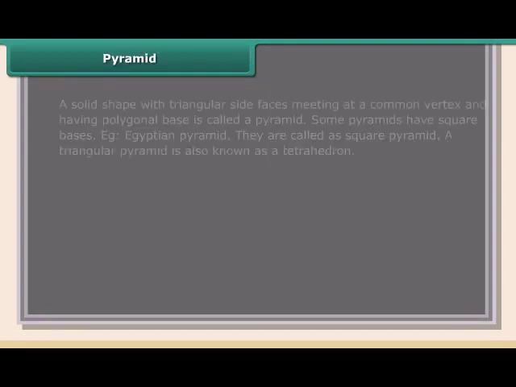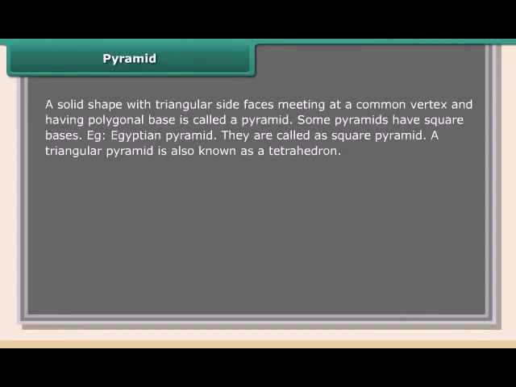Pyramid: a solid shape with triangular side faces meeting at a common vertex and having a polygonal base is called a pyramid. Some pyramids have square bases. Example, Egyptian pyramid. They are called square pyramid. A triangular pyramid is also known as tetrahedron.